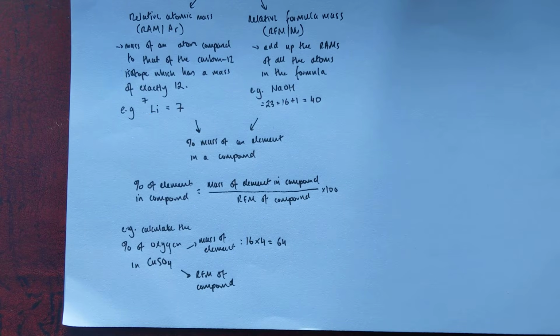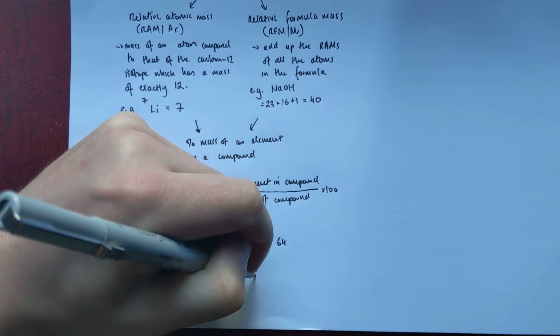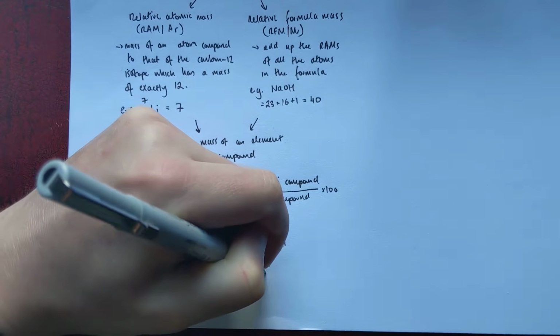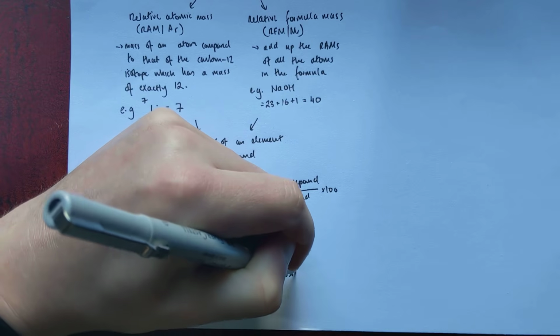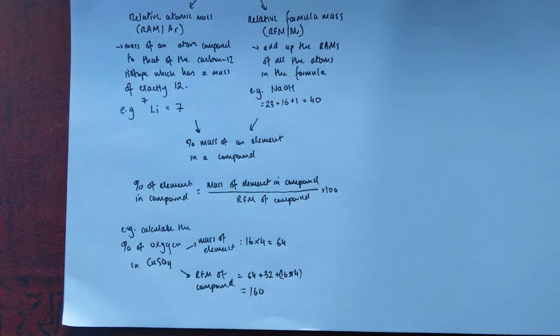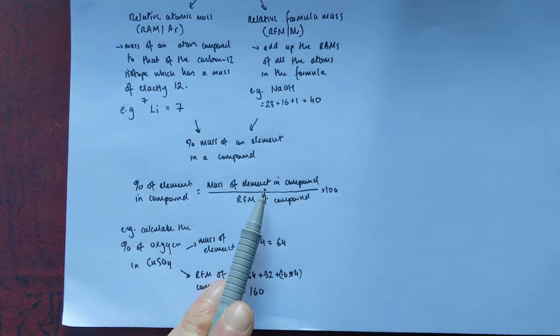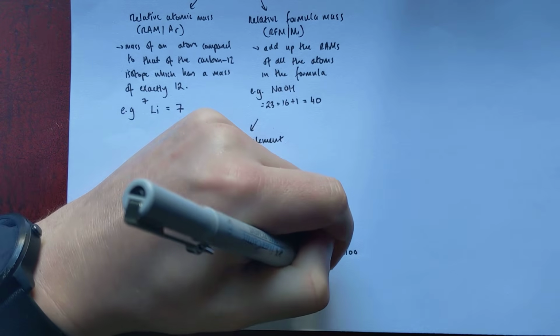is the mass that comes from the oxygen. The RFM of the compound, we just look at the formula, it's got copper, which is 64 off the periodic table, sulphur's mass is 32, and again we've got 16 times 4 for those 4 oxygens. If I add that all up, I get 160. Now if I take these two numbers and plug them into my equation, the mass of the element in the compound is 64, divided by the RFM of the compound as a whole, which is 160, times by 100 to get a percentage, gives me an answer of 40%.